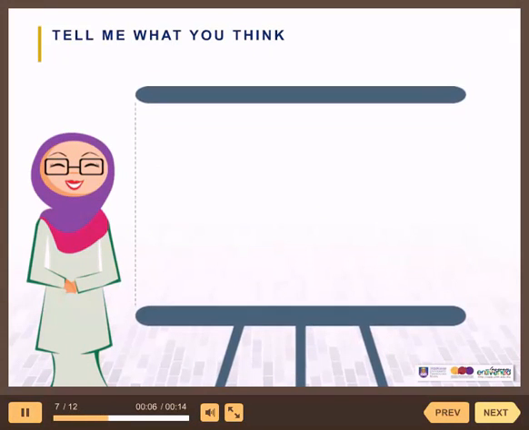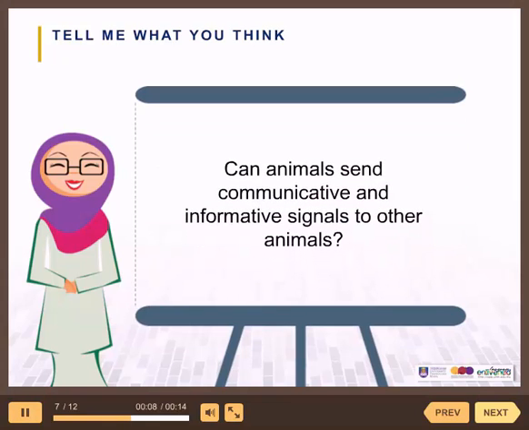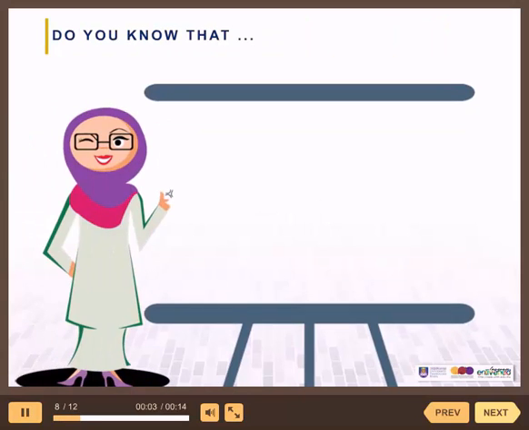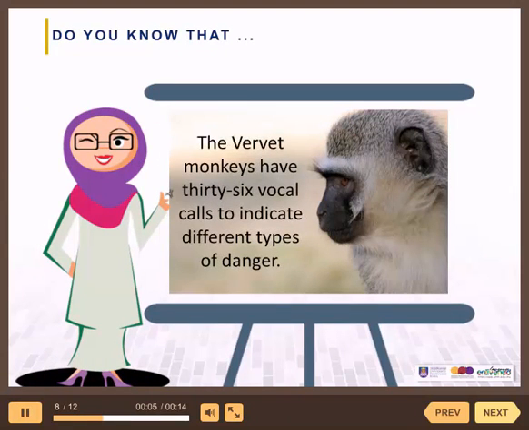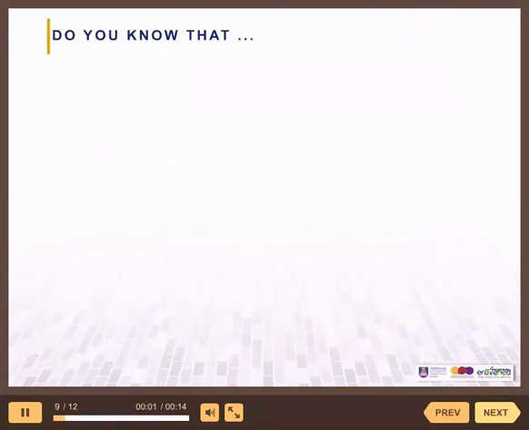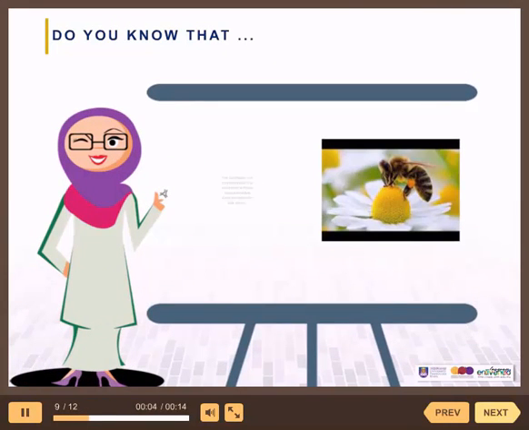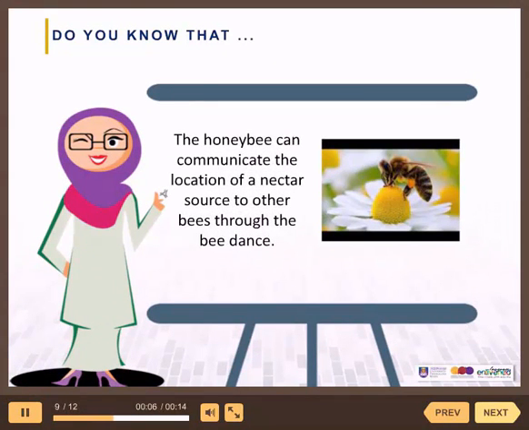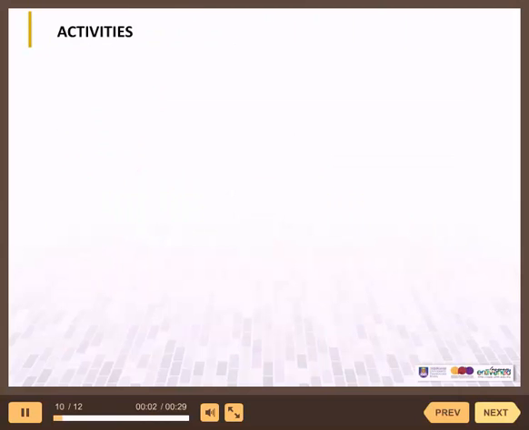Tell me what you think. Can animals send communicative and informative signals to other animals? Do you know that the vervet monkeys can make different vocal calls to indicate different types of danger? Do you know that the honeybee can communicate the location of a nectar source to other bees through the bee dance? Now, it is time for activities.